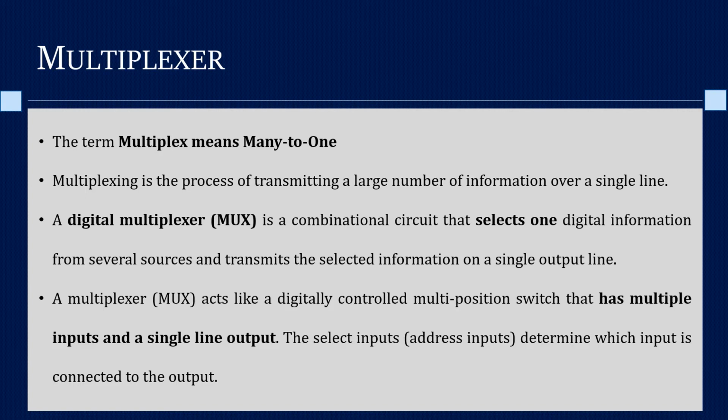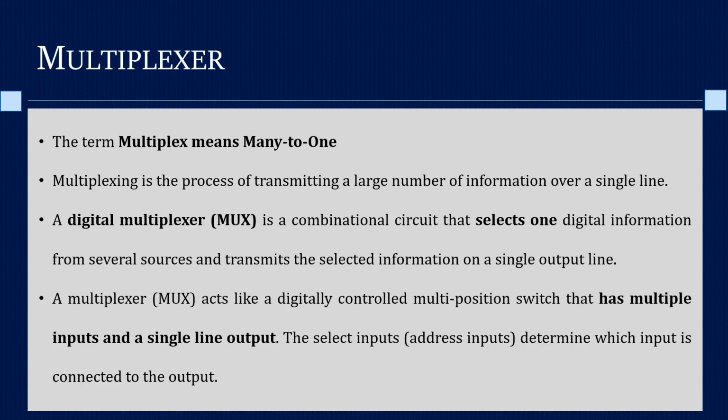The term multiplex means many to one. And multiplexing is the process of transmitting a large number of information over a single line. A digital multiplexer is a combinational circuit which selects one digital information from several sources and transmits the selected information on a single output line. So it works like many to one.